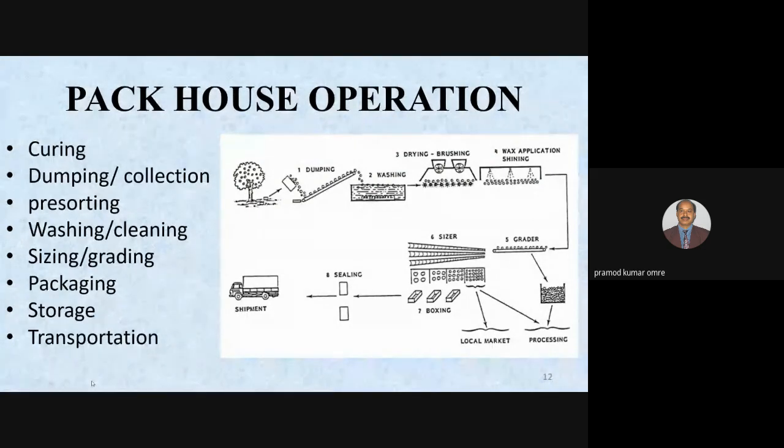These are the pack house operations. From the harvesting, dumping is done and then washing is done. After washing, drying and brushing is done and wax application. Sometimes some of the crops require wax application, and grading is done. These are the basic operations, and I think you are aware of these operations, but that is important here. In the operation, we have to take care of the losses of the material here. That is important.